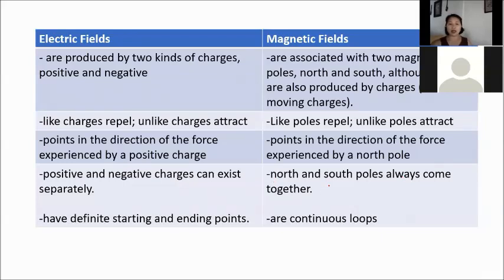We do not yet have what we call a monopole or single pole. It would be north and south poles when we talk about a magnet. So electric fields have definite starting points and ending points, but magnetic fields are continuous loops.